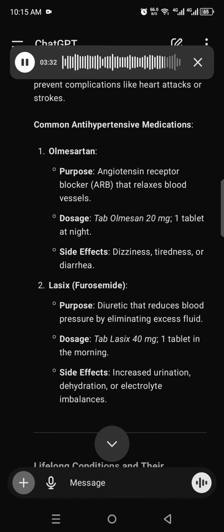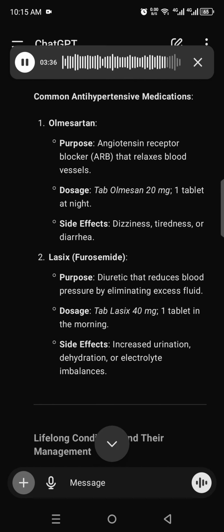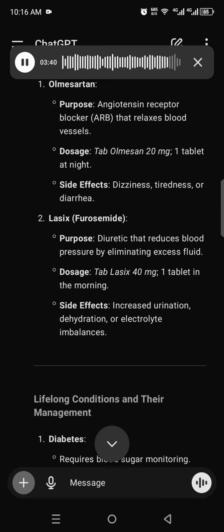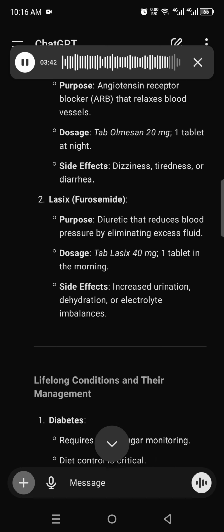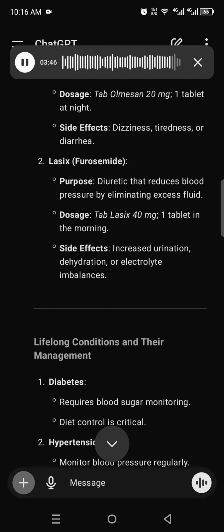2. Lasix, furosemide. Purpose: diuretic that reduces blood pressure by eliminating excess fluid. Dosage: Tab Lasix 40 milligrams, 1 tablet in the morning. Side effects: increased urination, dehydration, or electrolyte imbalances.